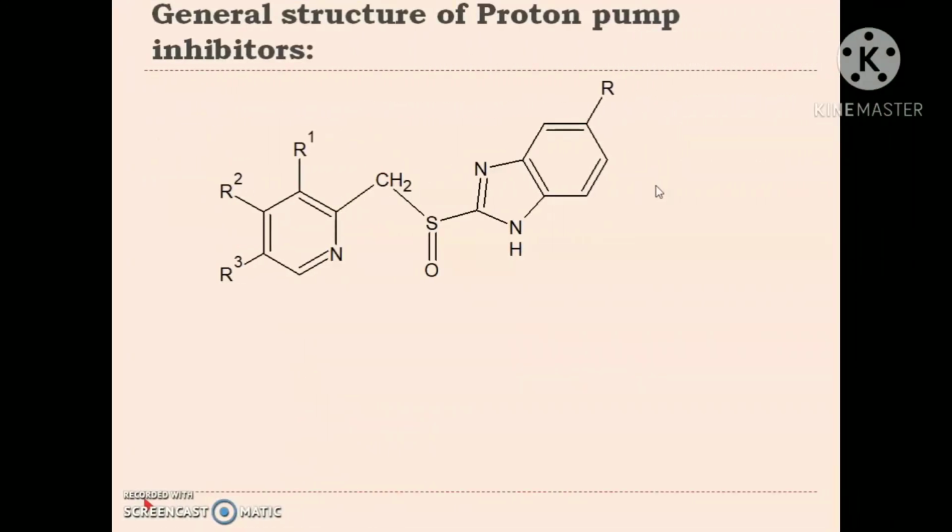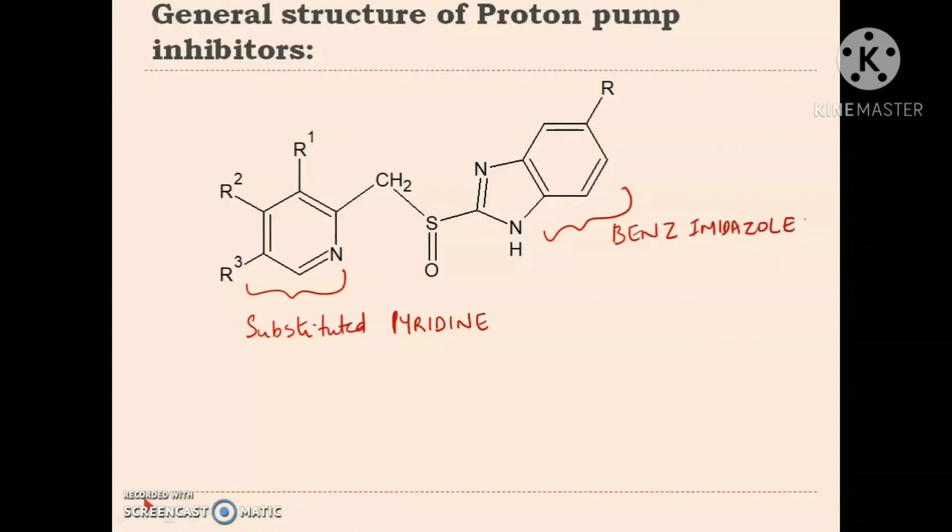Coming to the chemistry of proton pump inhibitors, this is the general structure of proton pump inhibitors. You can see a pyridine ring and also a benzimidazole ring on the right side. And this benzimidazole ring and the pyridine ring are connected by a sulfonyl group. So you can think of these proton pump inhibitors as a substituted pyridine derivative with a benzimidazole ring connected to it by a sulfonyl group.